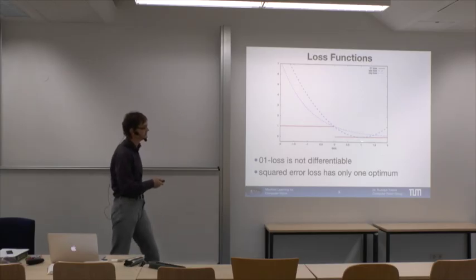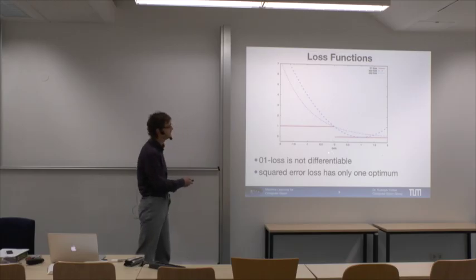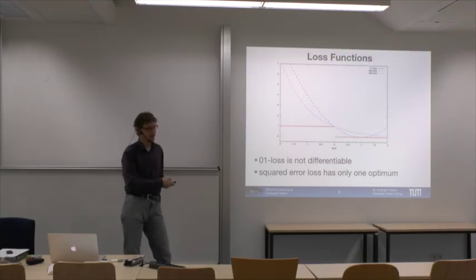Also, what I have to say is that on the x-axis you see just the product of t and y of x, where y of x can now be a real number.